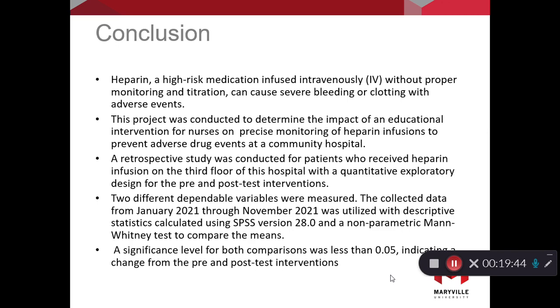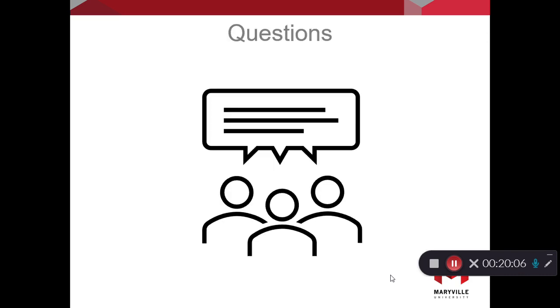The data was collected from January 2021 through November 2021. It was analyzed using descriptive statistics and SPSS. A level of significance was less than 0.05 for both comparisons, indicating that a change did occur.